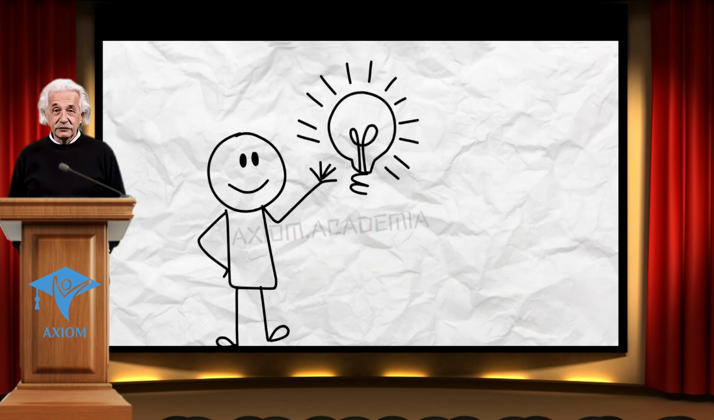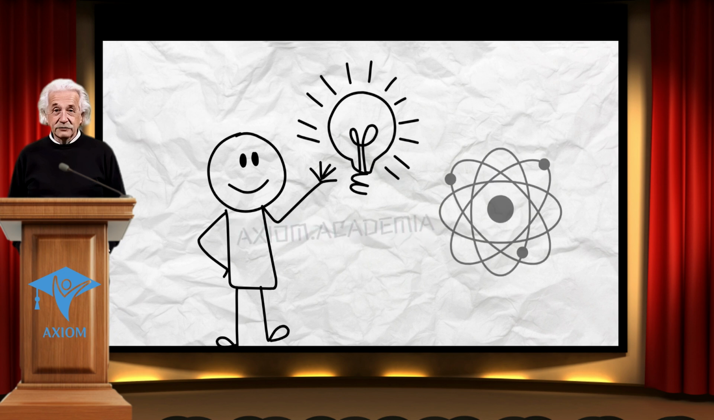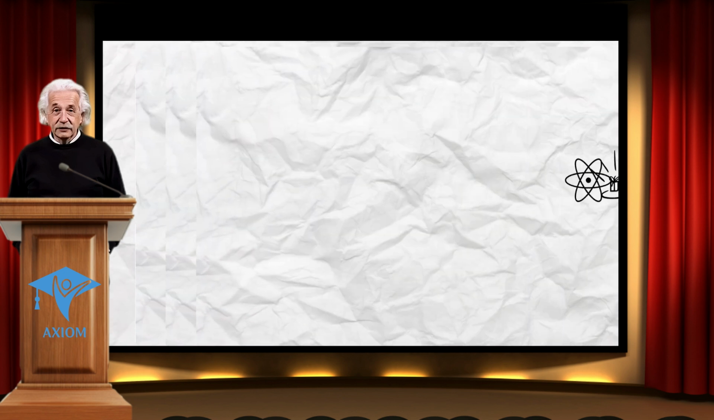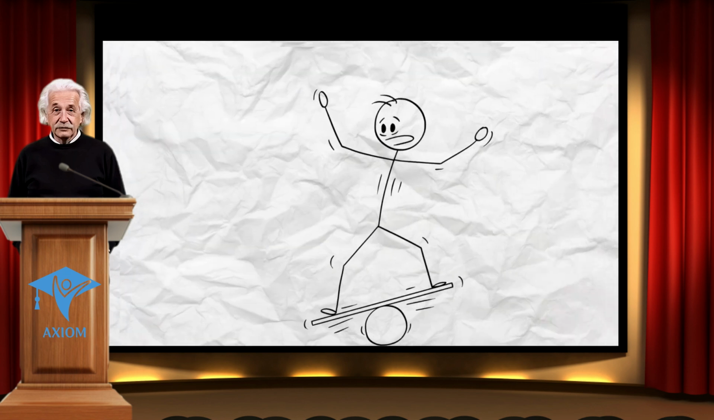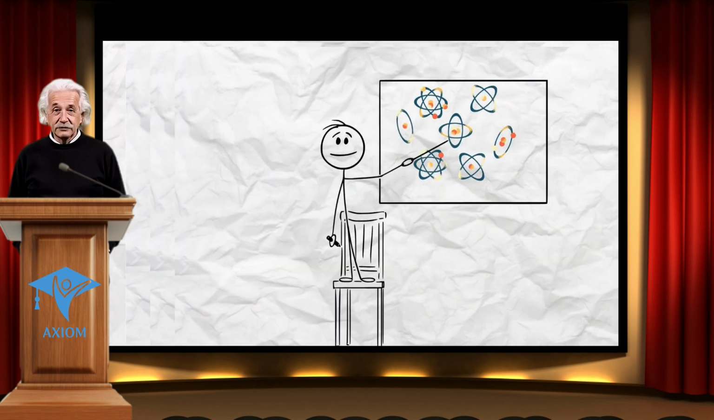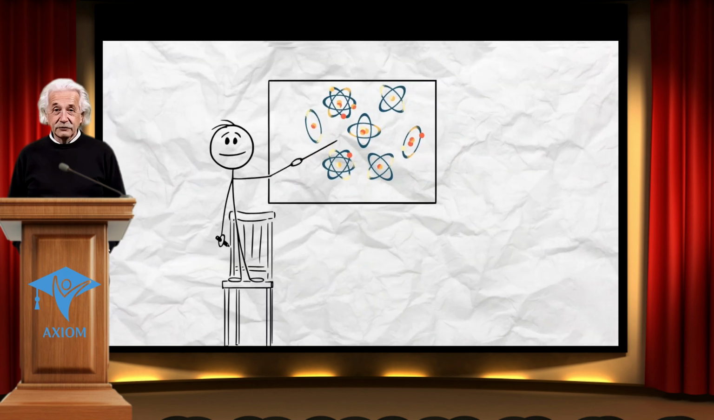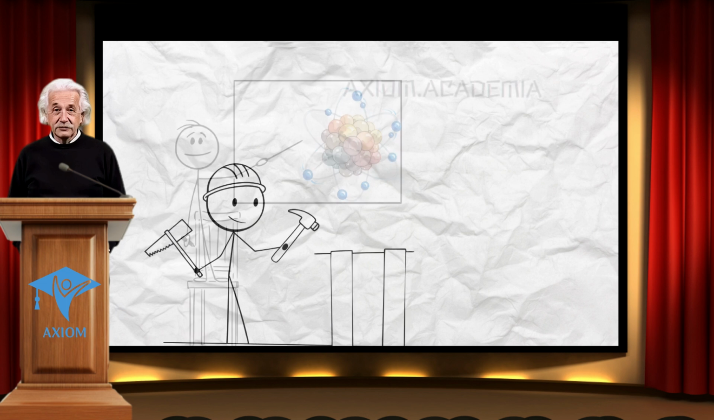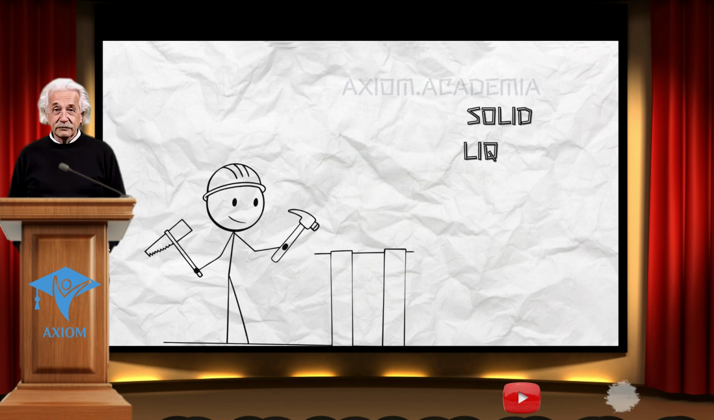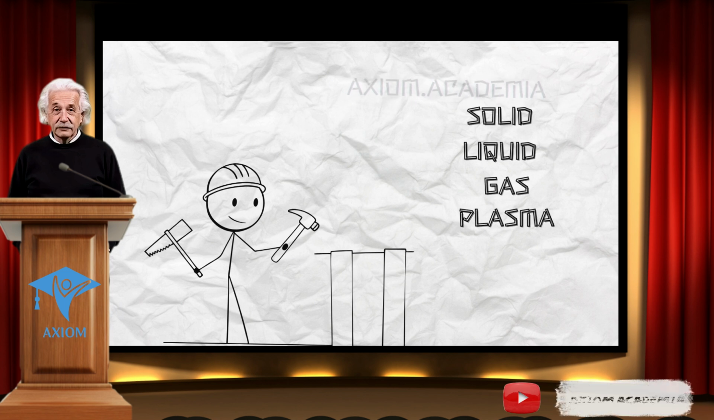Everything begins with fundamental, ever-moving particles, atoms. Atoms are incredibly small, around 1 to a few angstroms in size, and constantly in motion, exerting forces on each other. When these particles combine, they form matter, which can exist in different states: solid, liquid, gas, or plasma.